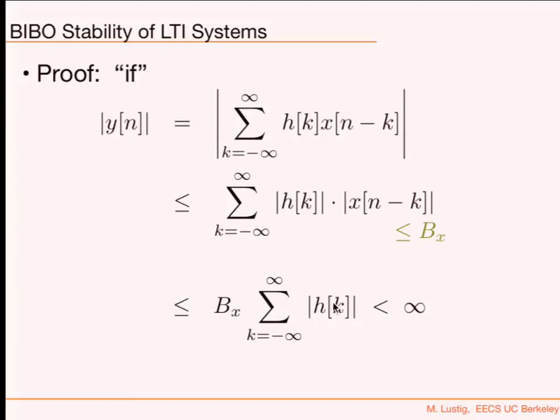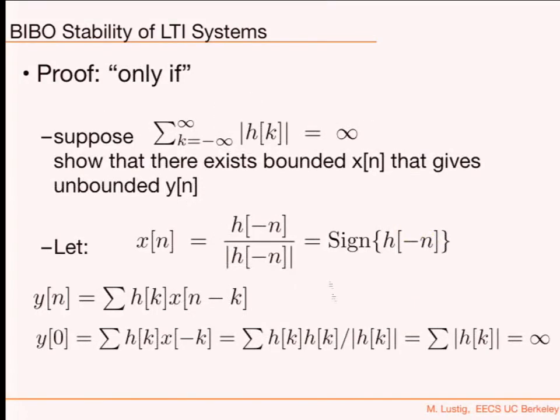Now we need to show the other way. The other way is less trivial. The only if part says the following: suppose that the impulse response is not absolutely summable. It actually goes to infinity. We need to show that there exists some bounded x of n that still gives an unbounded y. If h of n is not absolutely summable, we need to show that there is some bounded input that will give you an unbounded output.